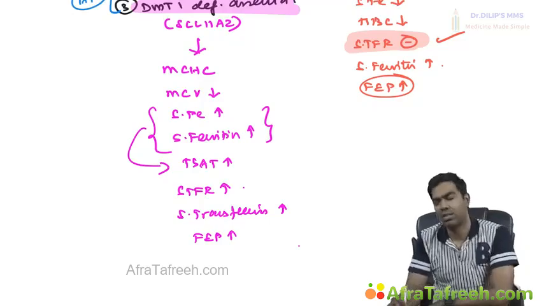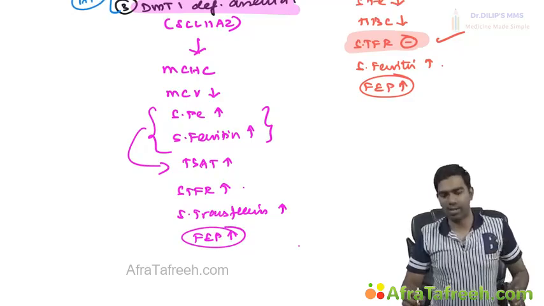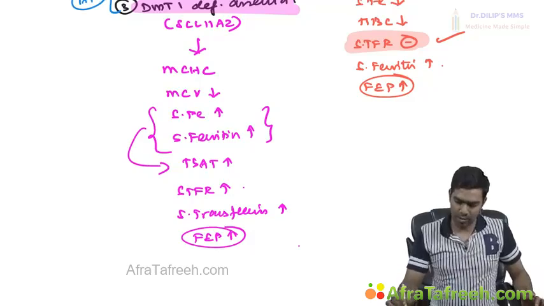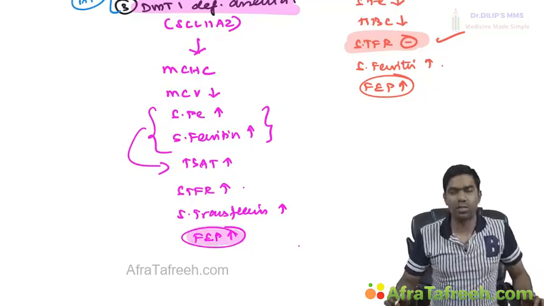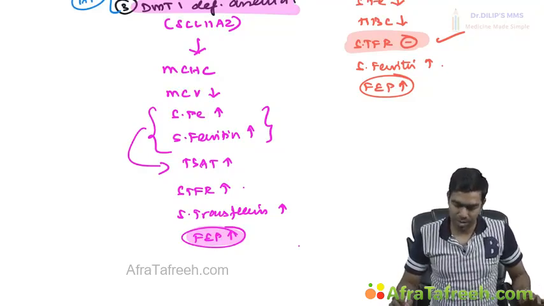Because the main thing they tell is that DMT1 is not working in the intracellular zone. That's the main issue with this particular thing. Since the erythrocytes can't use the iron properly, the serum free erythrocyte protoporphyrin levels may be increased.